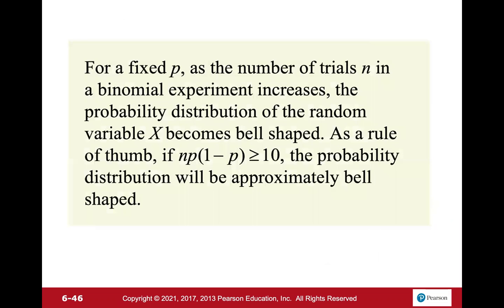So for a fixed P, as the number of trials N in a binomial experiment increases, the probability distribution of the random variable X becomes bell-shaped. So as a rule of thumb, N times P times 1 minus P should be greater than or equal to 10. So the probability distribution will be approximately bell-shaped. So if the product of those three things is greater than or equal to 10, then the distribution is roughly bell-shaped.